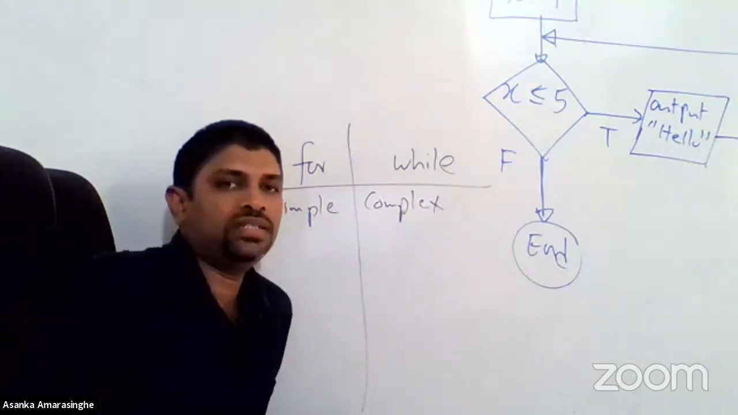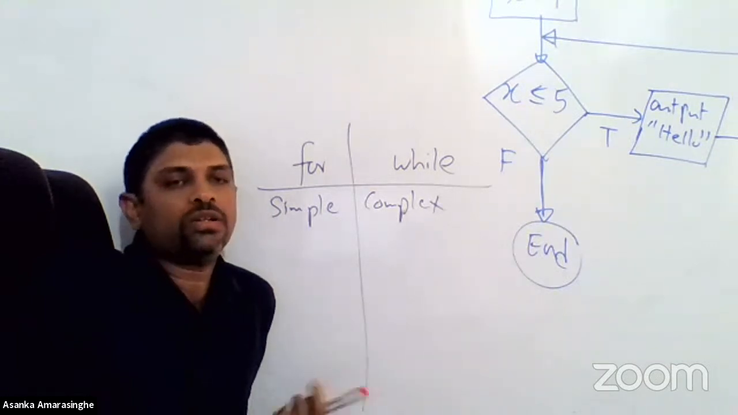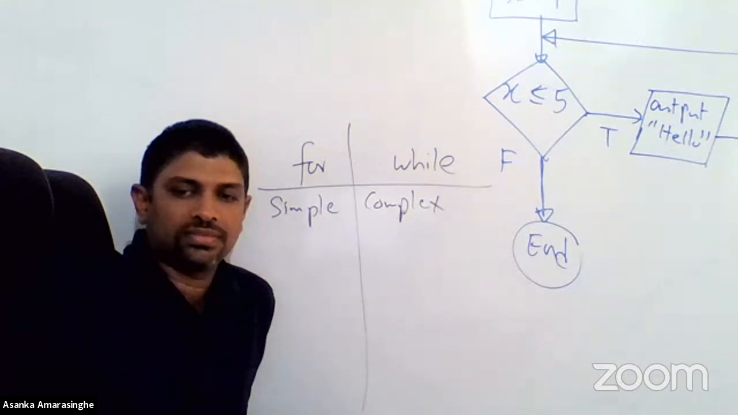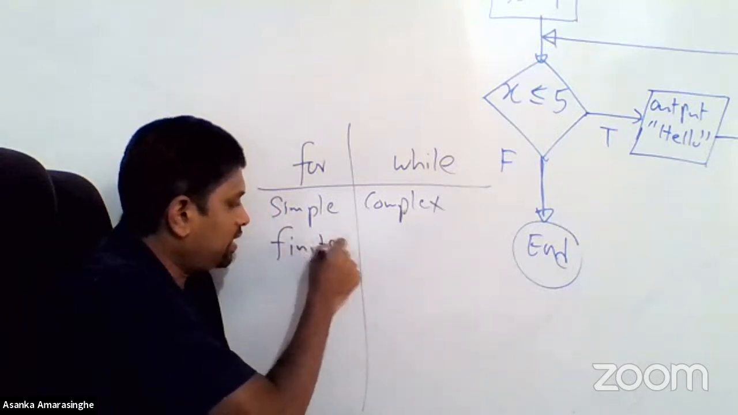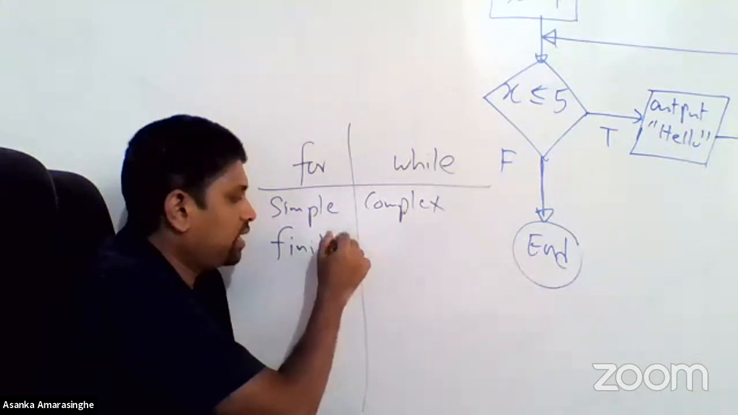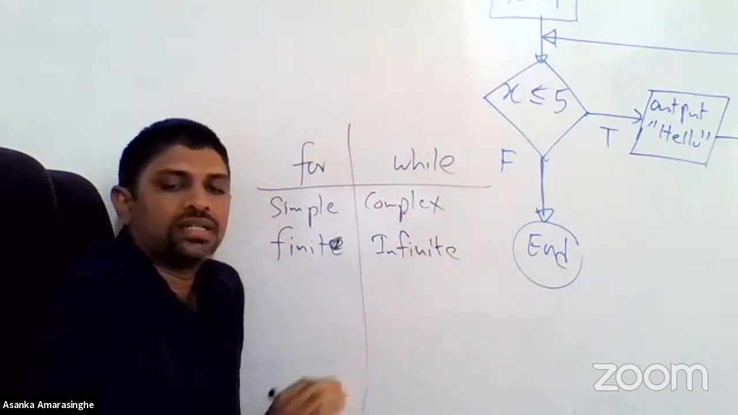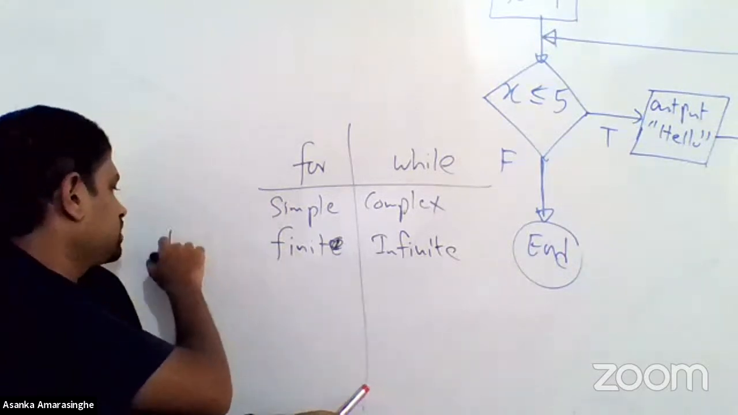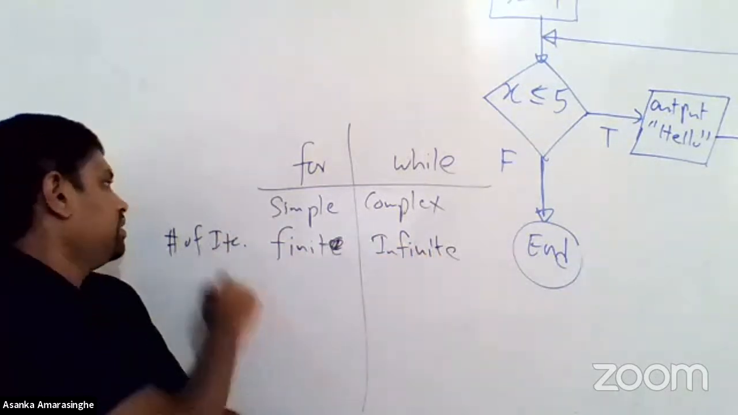If you have to implement infinite loops, then what is the suitable one? Infinite loops. So for here, normally it is finite, again 10 or 20 times and so on. But here we can go for infinite, right? Clear? That is another fact. Finite, the number of iterations is finite, infinite.